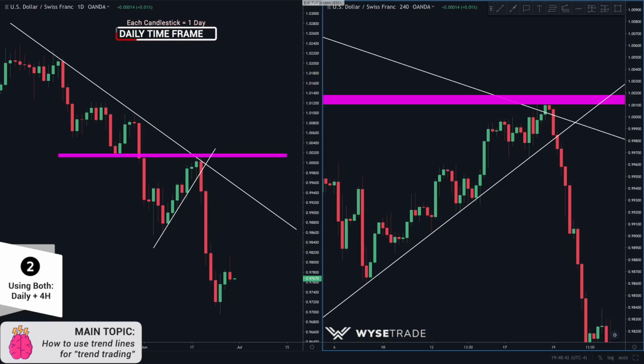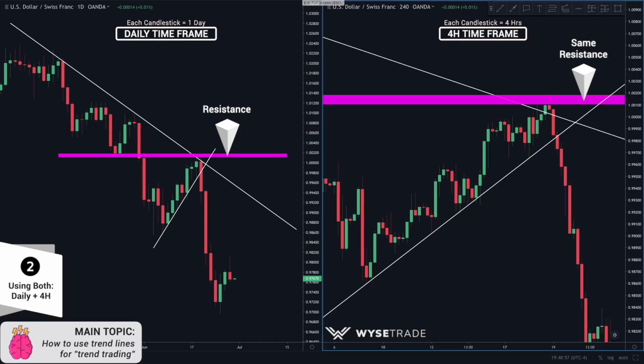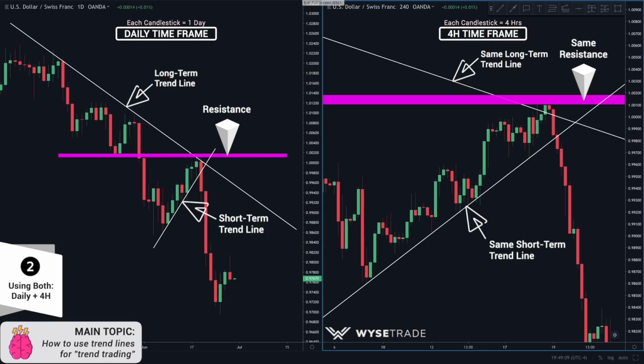This chart on the left is your daily time frame, meaning each candlestick represents 1 day. The chart on the right is the 4-hour time frame, meaning each candlestick represents 4 hours time. Here is the resistance level on the daily time frame, and here is the same resistance level on the 4-hour time frame. Here is the long-term trend line on the daily time frame, and here is the same long-term trend line on the 4-hour time frame. Here is the short-term trend line on the daily time frame, and here is the same short-term trend line on the 4-hour time frame.